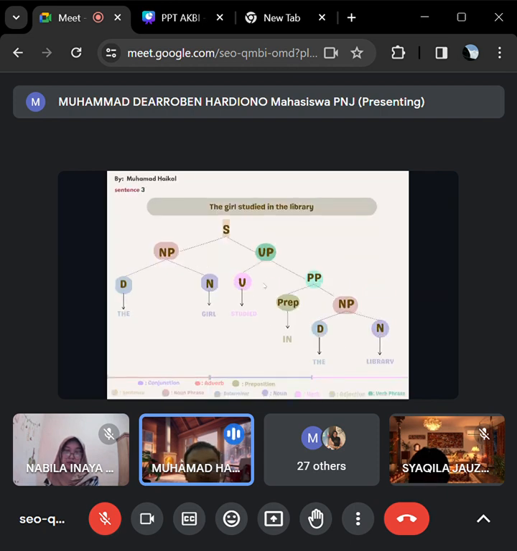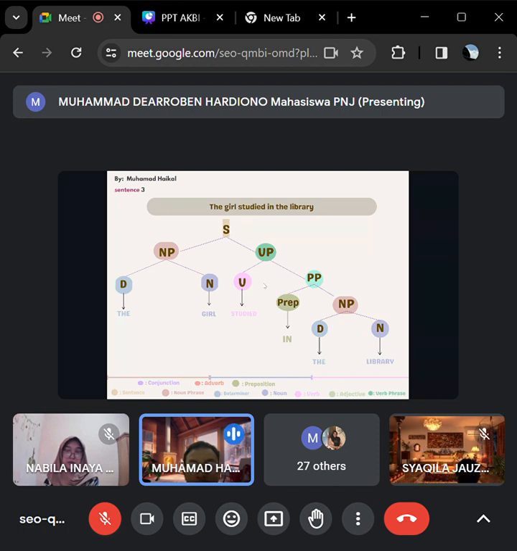And for the third sentence, "The girl studied in the library" is symbolized by S and composed of two elements, NP and VP. The first one is noun phrase. Noun phrase is identical with a subject and also composed of two elements, determiner and a noun. And determiner is "the", and the noun is "girl".